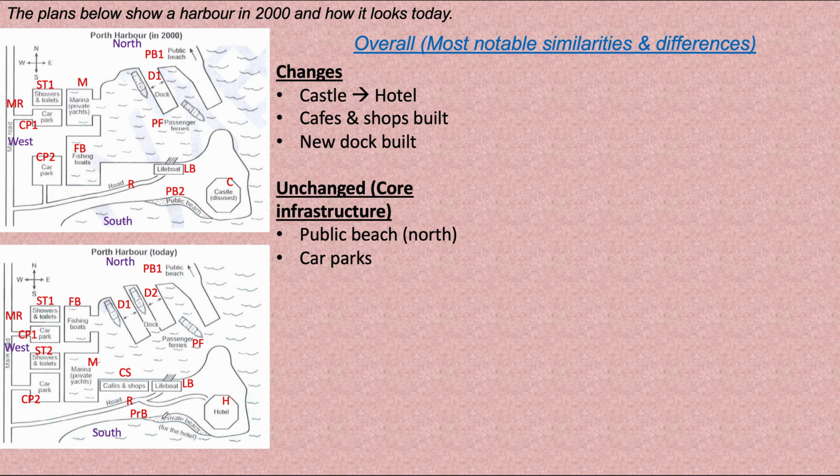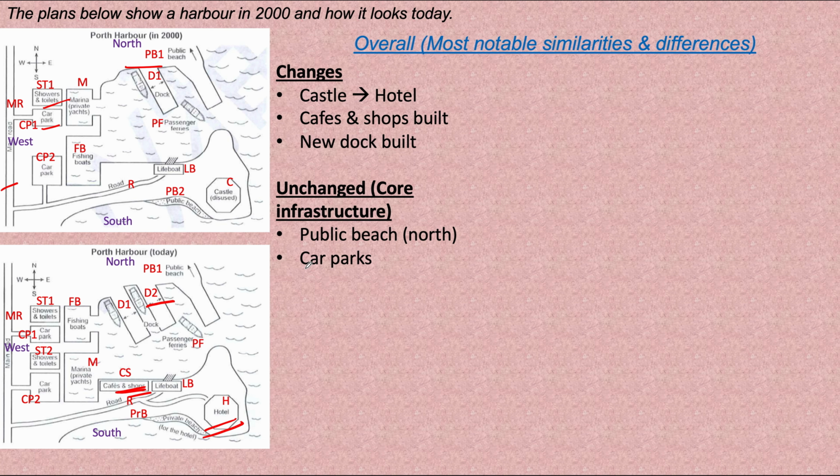For the overall statement, we look for the most notable similarities and differences. The most notable similarity is the main road, along with the basic amenities such as car park and the showers and toilets, and maybe even the public beach that we have in the north. The most notable change is the new hotel that is constructed and the cafes and shops that are constructed along with the new dock. So, these are some of the points we can try to include in the overall statement.